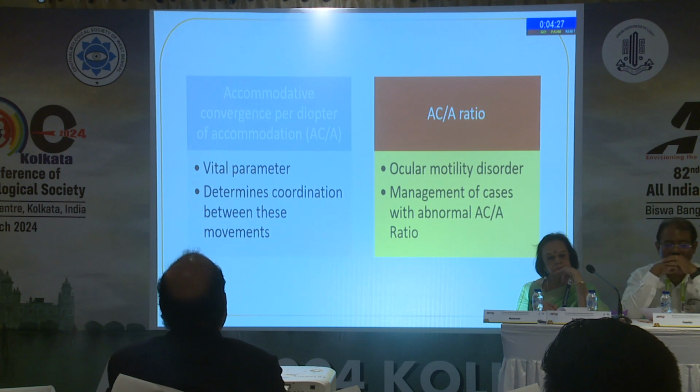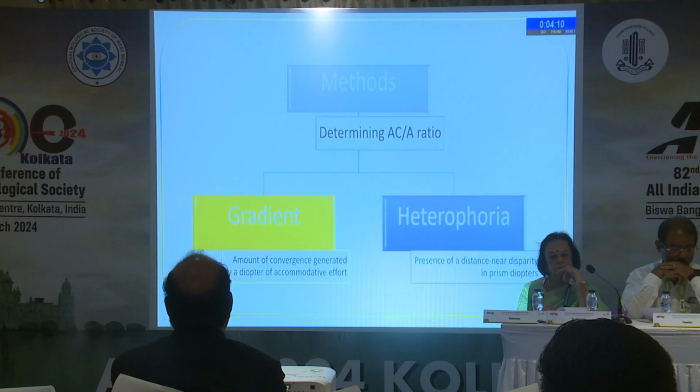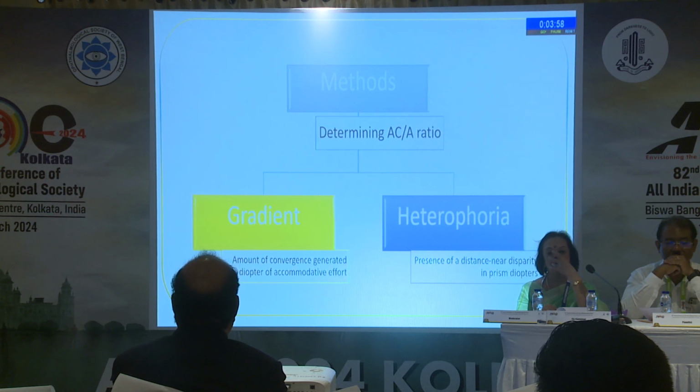AC by A, that is accommodative convergence per diopter of accommodation, is a vital parameter which determines coordination between these movements. AC by A ratio helps in determining ocular motility disorders and in managing cases with abnormal AC by A ratio. AC by A ratio is determined by the gradient and heterophoria methods. The gradient method, which is more of a theoretical method, measures the amount of convergence generated per diopter of accommodative effort. The heterophoria method, which is more of a clinical method, determines the presence of distance-near disparity in prism diopters.